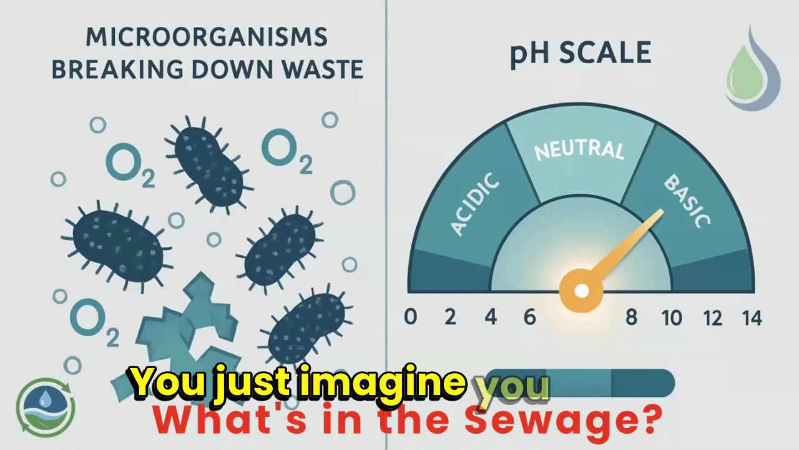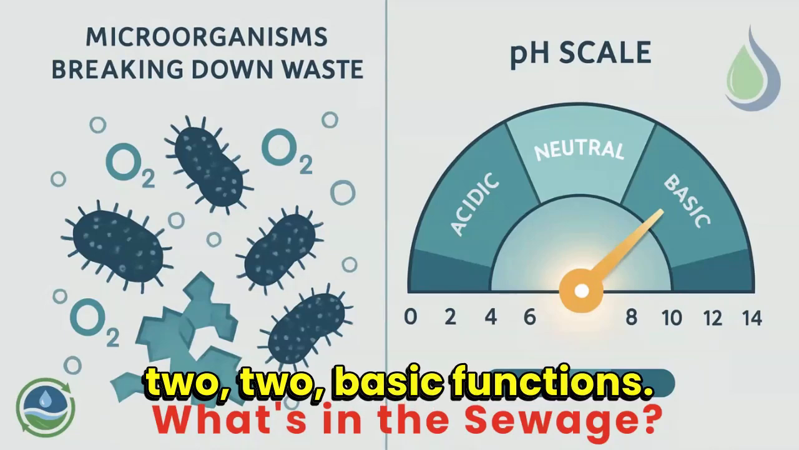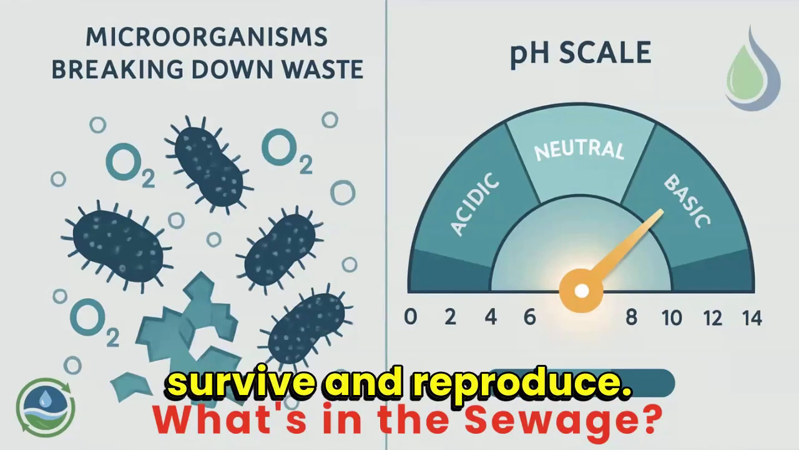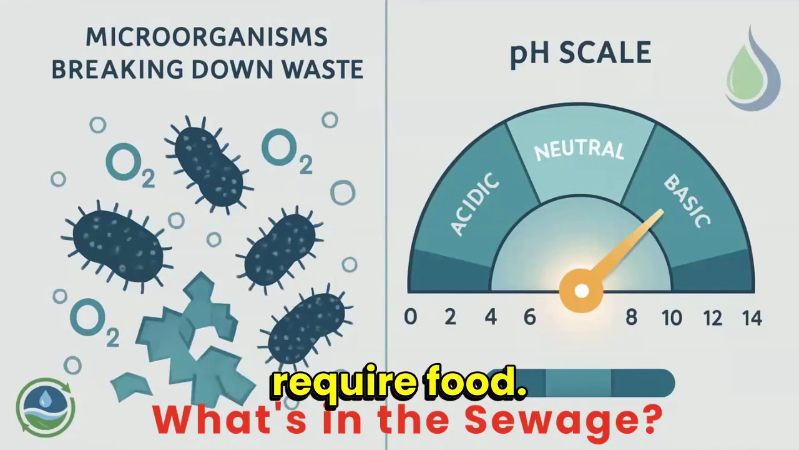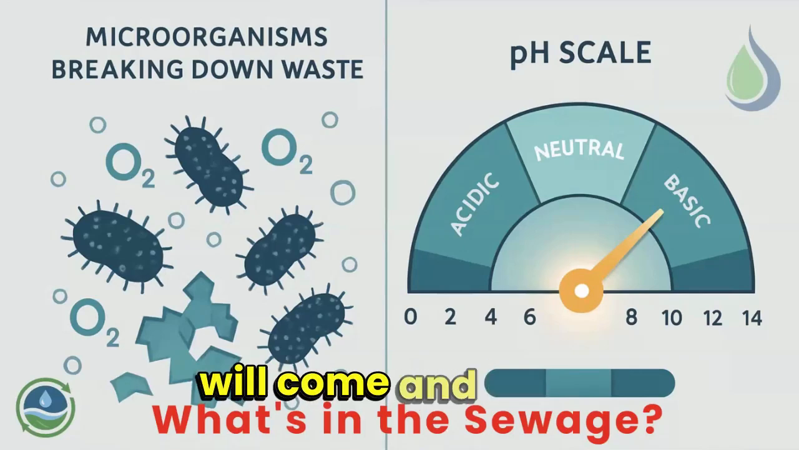Just imagine you leave a small lump of sugar on your kitchen platform. In 5 minutes, ants will come. 10-15 minutes later, flies will come. How do they know that there is some food there? Every living thing has two basic functions: survive and reproduce. For survival, they require food. For reproduction, they require food. These two things happen naturally. So wherever food is there, microorganisms will come and eat it.